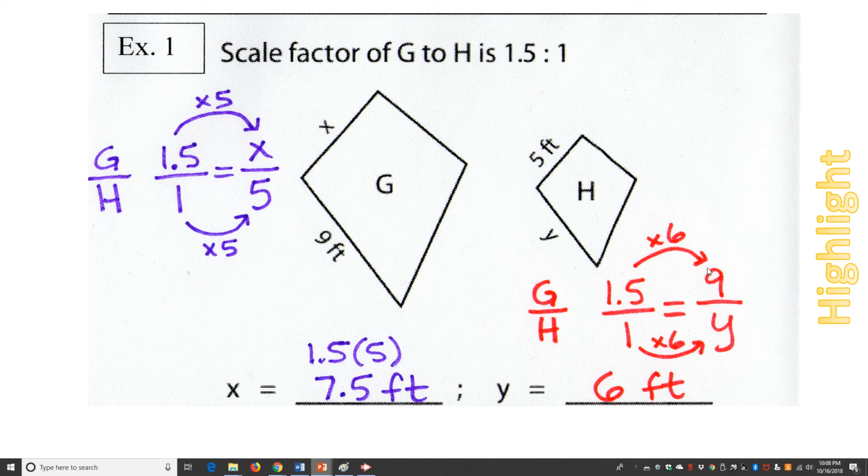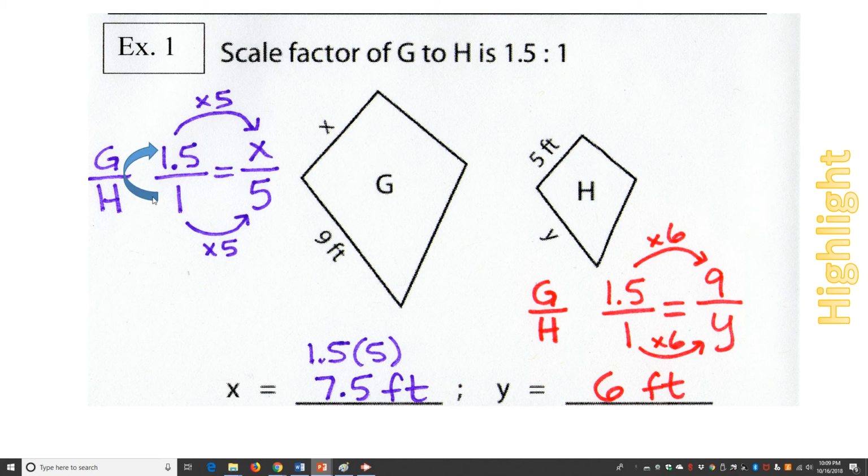And then to find this value here, I did 9 divided by 1.5 to figure out what times 1.5 is 9. So 1.5 times 6 is 9. So down here, 1 times 6 is our Y value. Make sure to highlight key information, maybe highlighting the X on shape G in a color so that all of these are the same color, and then highlighting the 5 to match all the H values so your notes make sense.